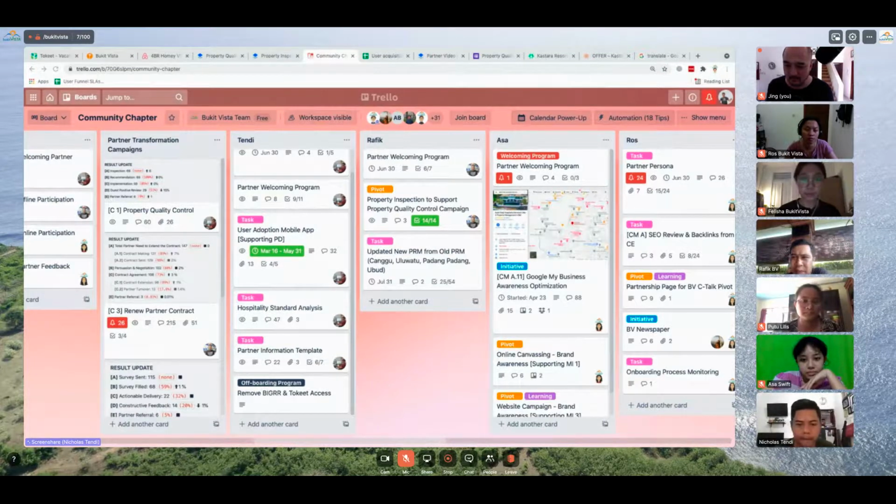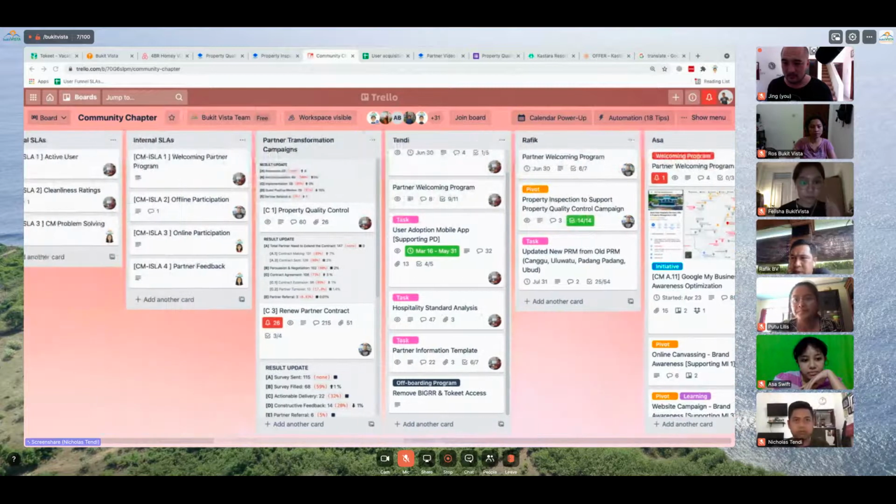We focus on the Trello management right now. So can you scroll down? And then the first one is from Tandy, Property Quality Control. Please give update to us about your campaign. Okay, thank you, Om Rafiq.